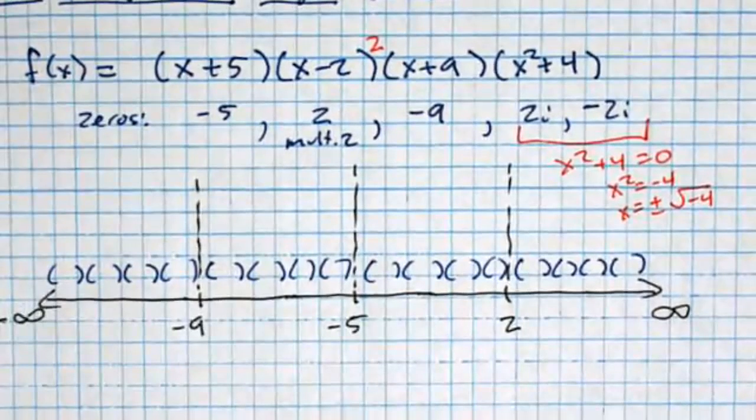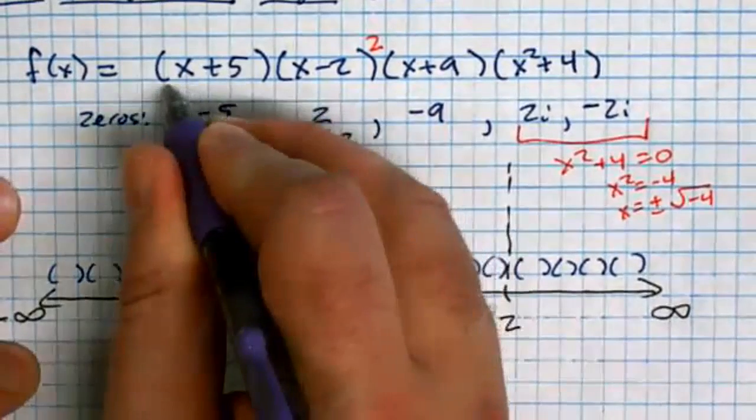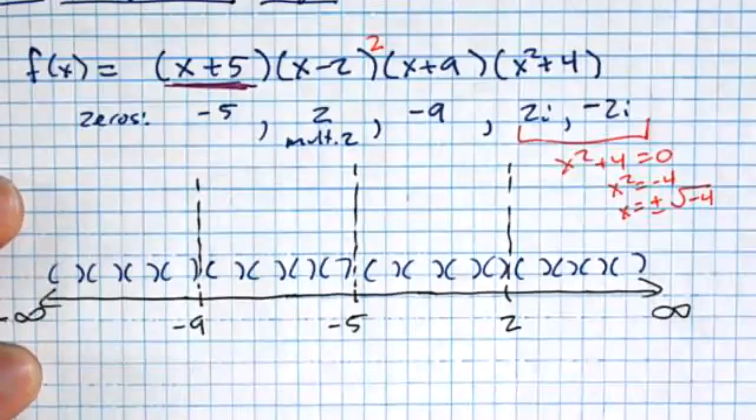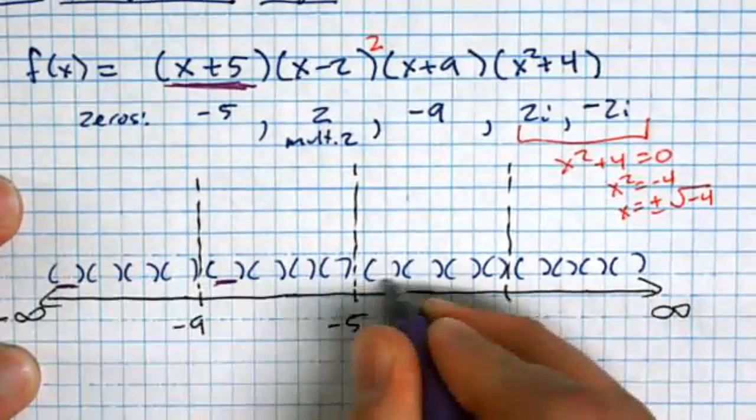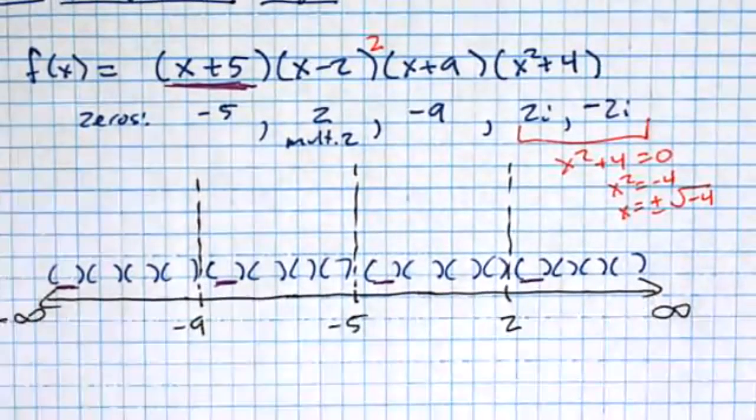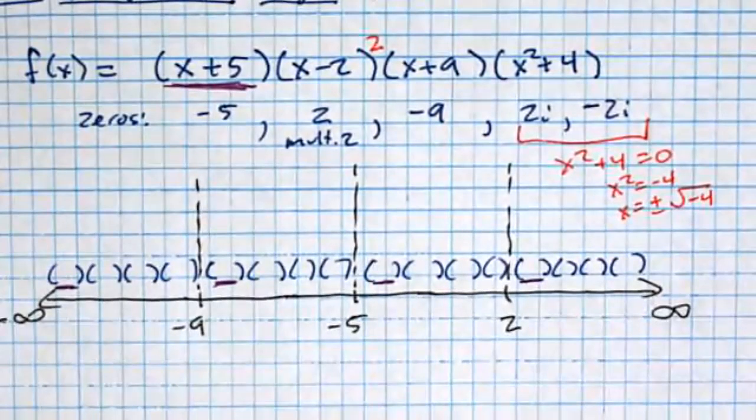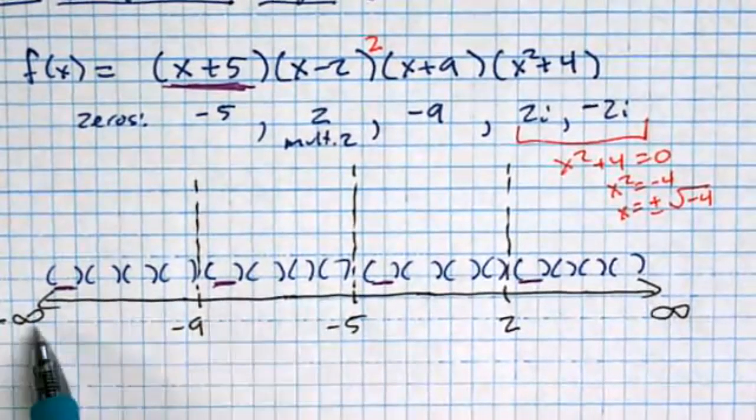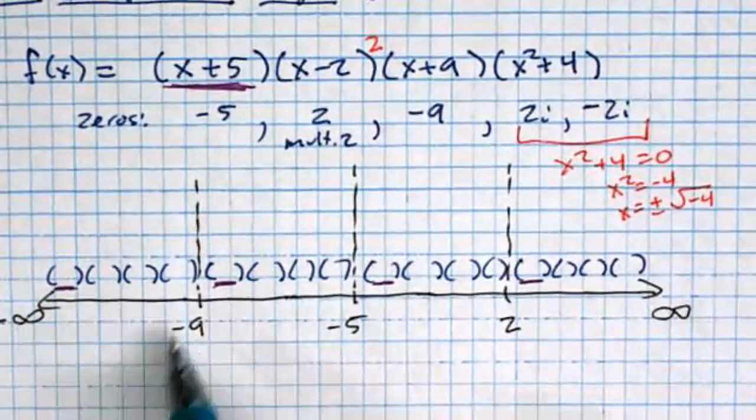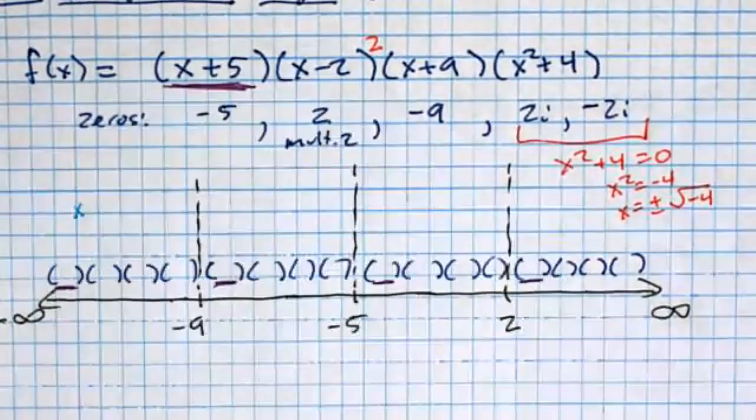So let me show you the long way first, because some people prefer to do it this way. I'm going to focus my attention on this x plus 5. I like to go factor by factor. That's going to match up with the first set of parentheses in each of our regions. And I'm going to pick a test value for x in each of my regions. This first region here goes from negative infinity to negative 9.